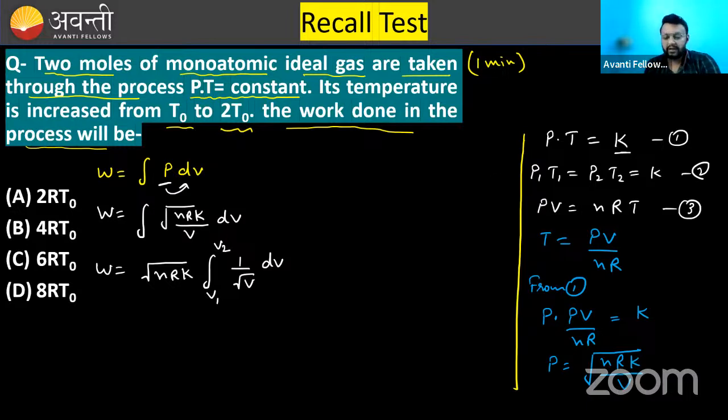I think up to this point everything is clear. Moving further, now you just need to integrate. What will be the work done? W, or work done, is equal to root of nRK times the integration of 1 over root V, which is what?